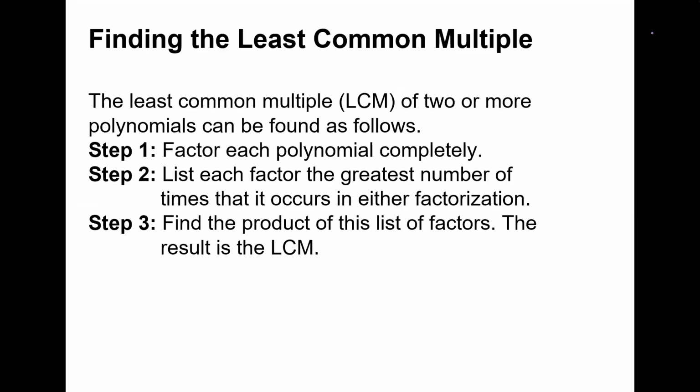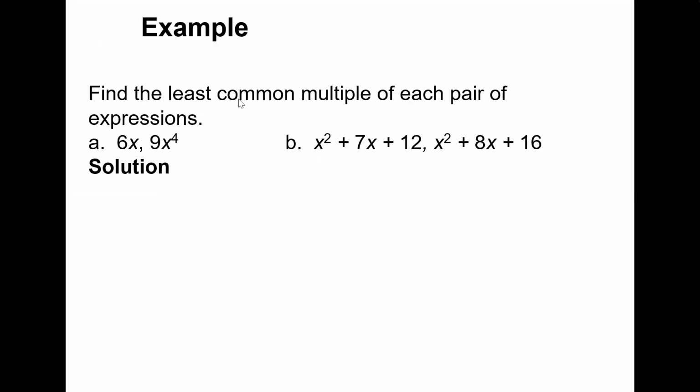To find the least common multiple of two or more polynomials, that can be done as follows. First, we're going to factor each polynomial completely. Then we're going to list each factor the greatest number of times that it occurs in either factorization, and if there's more than two, then out of all three or however many there are. And then we're going to find the product of this list of factors, and that result is going to be our least common multiple. Now, let's start with some easy ones, and then we'll move up to a little bit harder ones.